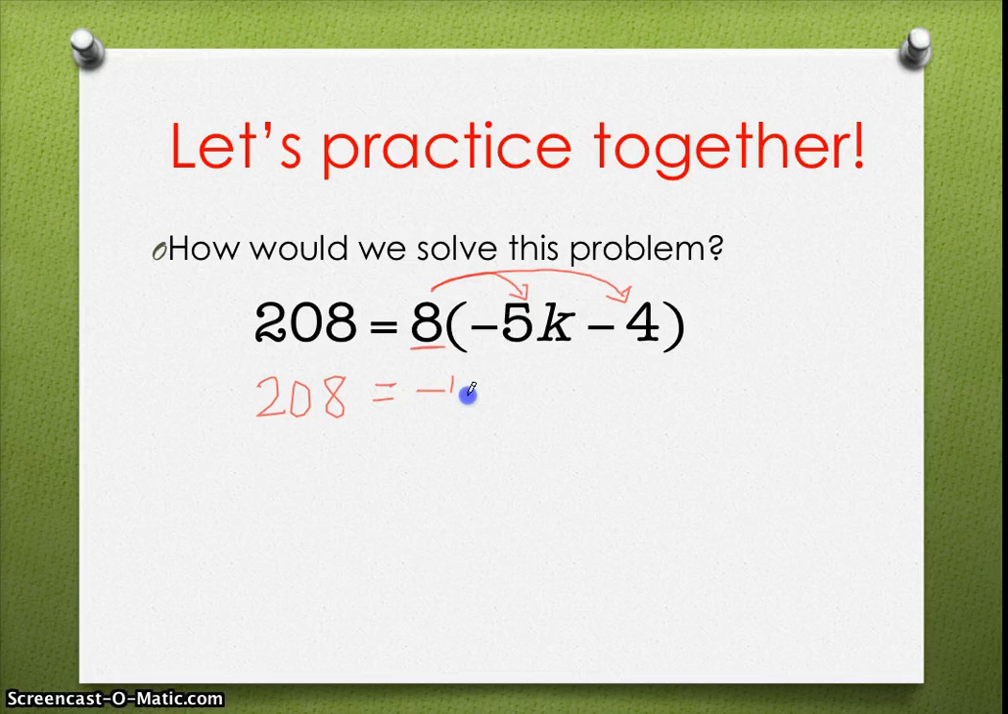This is going to be a negative 40k because a positive 8 and a negative 5 gives us a negative 40. And then positive 8 and a negative 4 is going to give us a negative 32. Again, once we get to this part, it's now just a two-step equation that we can use the O.I.R method. So I'm just going to go ahead and solve this by adding 32 to both sides.